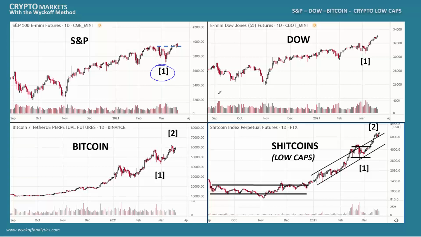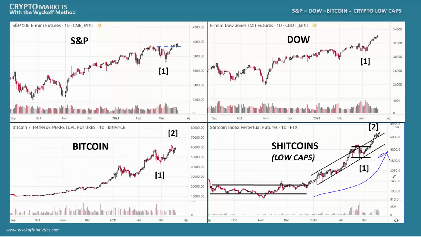The Dow Jones Industrial is leading. The S&P is currently testing the top of the last capitulation bar, and the oversupply signature is decreasing, which is a constructive element. Bitcoin is still in a large accumulation structure that does not show distributional signs, and what's more important for us as speculators is the fact that low caps are leading the crypto market.